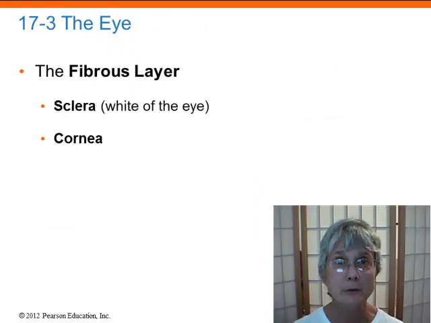Our fibrous layer, remember, has two parts, the cornea, which is the transparent anterior portion, and the sclera. The sclera is made of very tough collagen fibers, layers and layers and layers of them. The corneal proteins are specially arranged to allow light to penetrate them. There are no blood vessels in the cornea, so that light is not obstructed in any way.